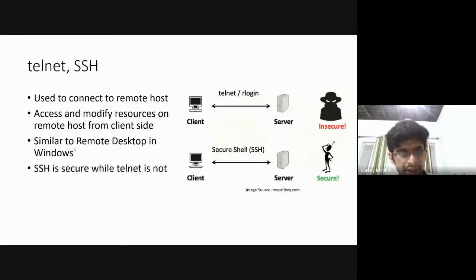Then there's something called Telnet and SSH. Telnet and SSH are used for connecting to a remote host. In Windows, there's something called Remote Desktop. You can access another device remotely and access their desktop completely remotely. In the same way for Linux, you have SSH and Telnet. You don't have a GUI, as in you can't see the desktop, but you can access the files. You can create files, remove files, and execute files. Such things you can do remotely. For that you use Telnet and SSH. SSH is secure. Telnet is not secure.